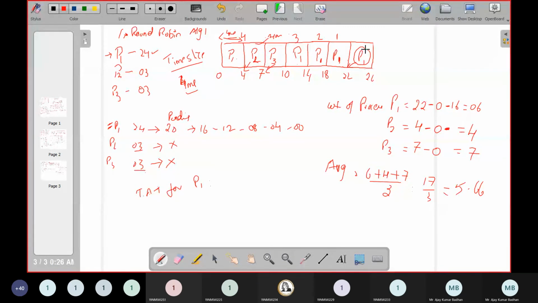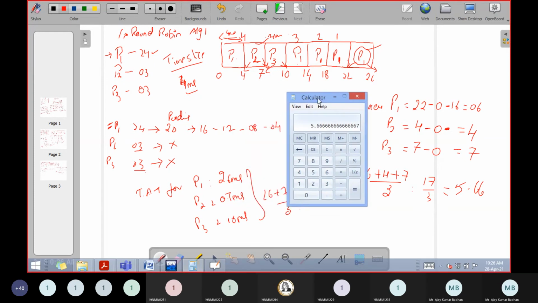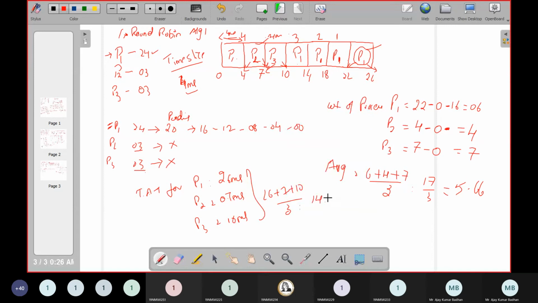So if we talk about P1, this is the last. Opposite we have 26. So 26 milliseconds. What about P2? Right side 7 milliseconds. Then P3, 10 milliseconds. So the average is 26 plus 7 plus 10 by 3. So it's around 14.33. So let's see whether we got the same or not.